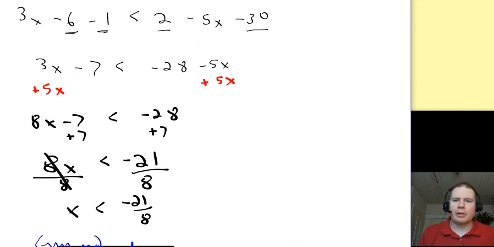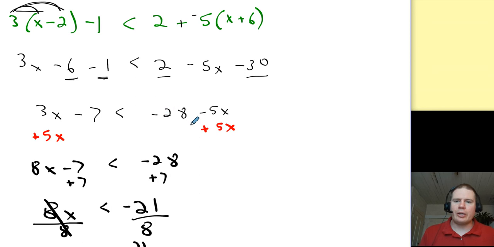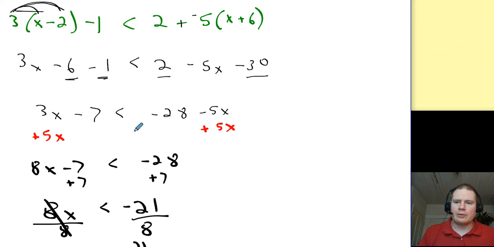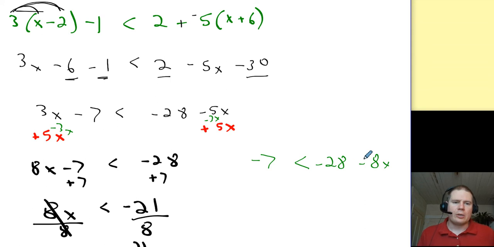Now let's back up just a little bit. I said we had a choice. We could add 5x to both sides, or we could subtract 3x from both sides. So let's see what happens if we do it that way. If instead of adding 5x, I subtract 3x, 3x minus 3x is 0. 0 minus 7, that gives me negative 7. Negative 28 is just hanging out there. Negative 5 minus 3, both negative. There's minus 8x. So I have my x's on the right side.